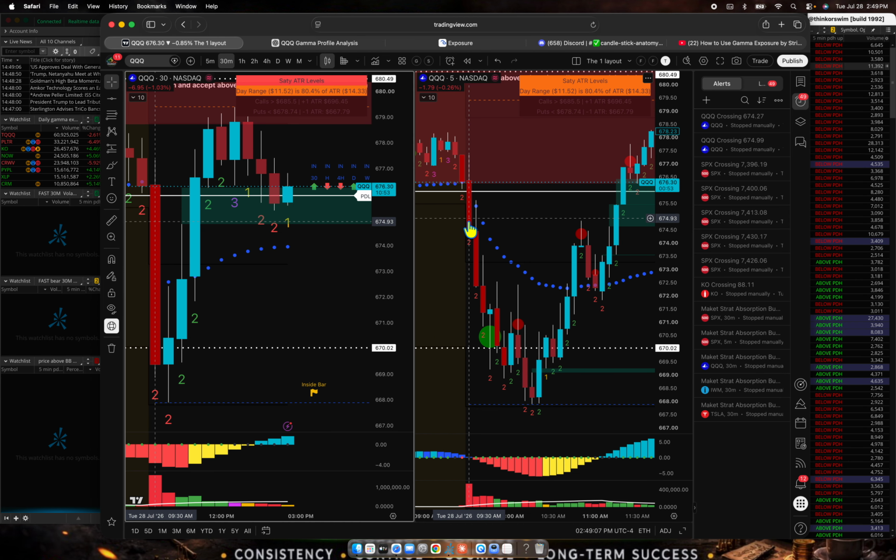Opened up, dropped, broke below our level, 675. Then it wicked back up, pushed back down some more, right? Until we hit our target of 670, right? Where it gave us. Okay, now after that, right, we had our directional bar.